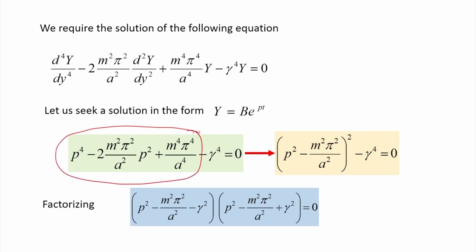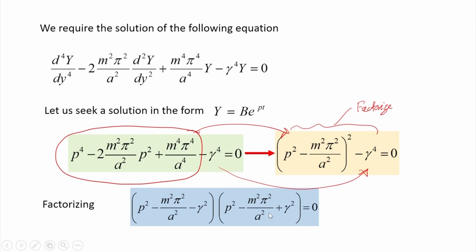So it is written like that, and the other term is already there. So now we can factorize this equation. This equation can be further factorized, and the factorization rule we know. So it is written as (p² − m²π²/a² − γ²)(p² − m²π²/a² + γ²) = 0.